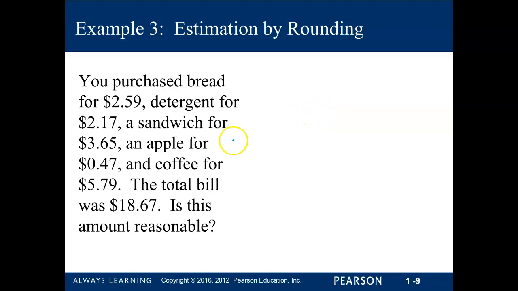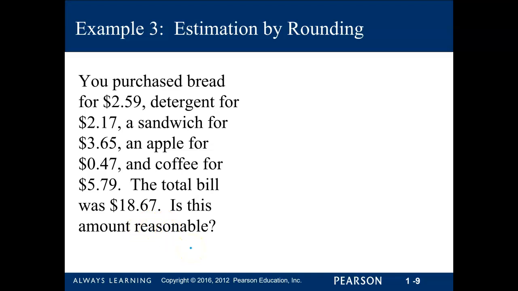Okay, so in this scenario, you purchase a burger for $2.59, detergent for $2.17, sandwich for $3.65, apple for 47 cents, and coffee for $5.79. Now, according to the cashier, you had to pay a total of $18.67. All right. So if you are somebody who doesn't care about money, then you just pay the whole thing. But obviously, we need to be smart, especially with the amount that we are spending. So let's check if it is reasonable.